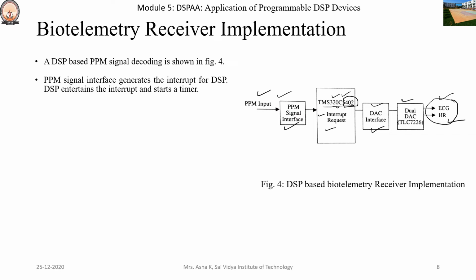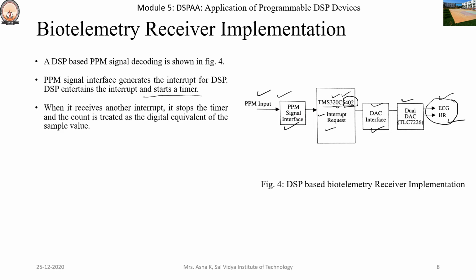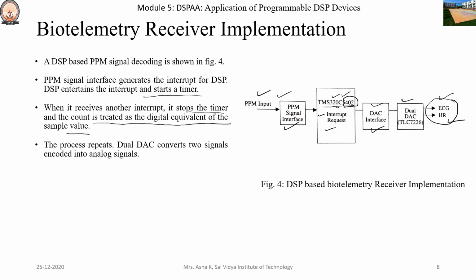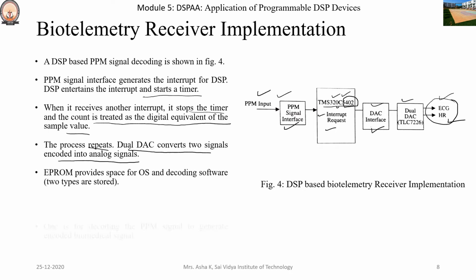The DSP entertains the interrupt and starts a timer to decode the voltages of the ECG and the heart rate signals. When it receives another interrupt, it stops the timer and the count is treated as the digital equivalent of the sample value. The process repeats, and here the dual DAC converts the two encoded signals into analog signals. One is ECG, another one is heart rate.